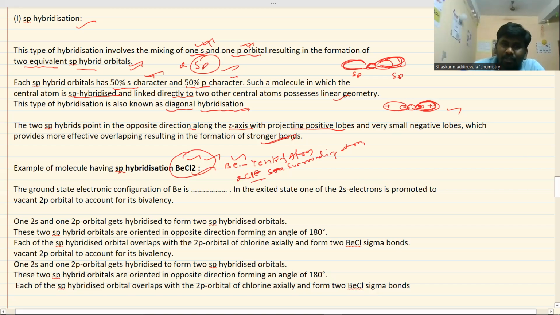Now, look at the electronic configuration of beryllium. Beryllium's atomic number is 4, so its ground state electronic configuration is 1s2 2s2, and the 2p is empty in the ground state. But in the excited state, one electron from the 2s shifts to the 2p orbital, so we see the excited state electronic configuration like this.